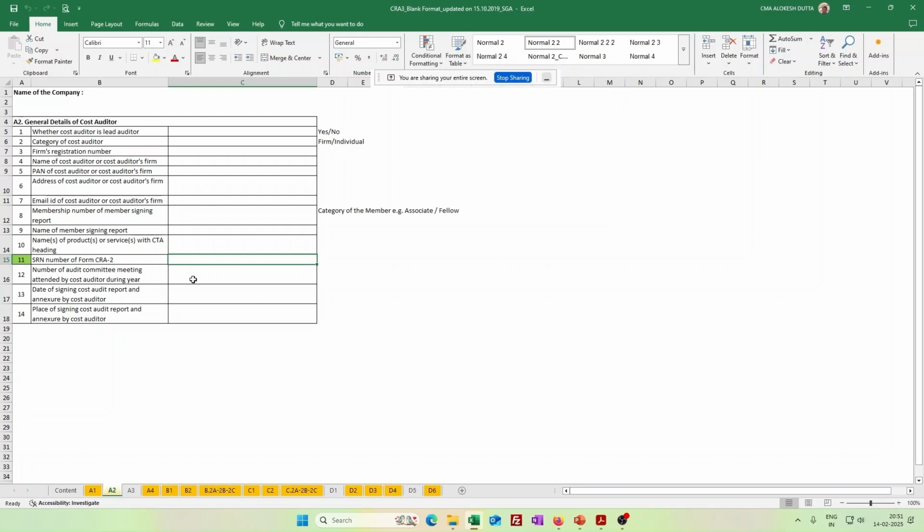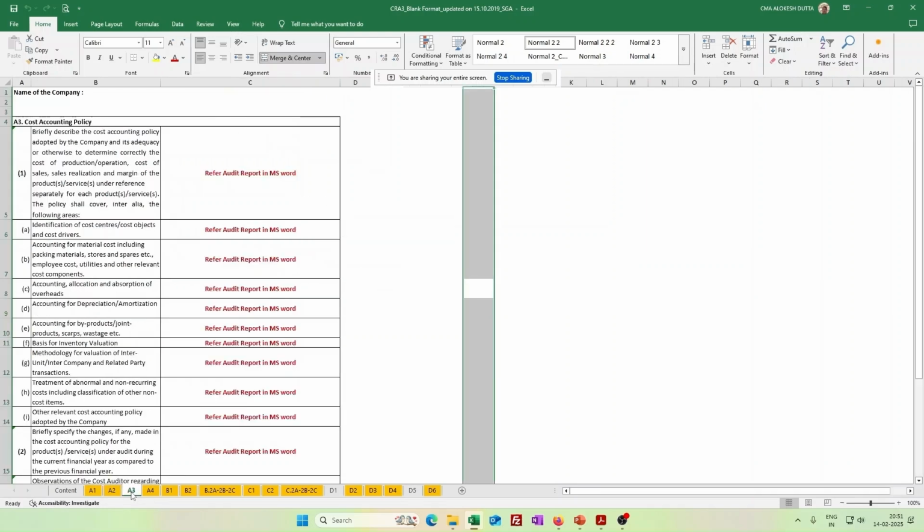Number of audit committee attended, the date of signing the report, place of signing. This is related to the auditor and this is related to the company. A3 is the different items written here for the cost accounting policy of the company, on which the cost records should be prepared. One thing must be known: what are the items? Briefly describe the cost accounting policy, identification of cost center and cost object and cost drivers.